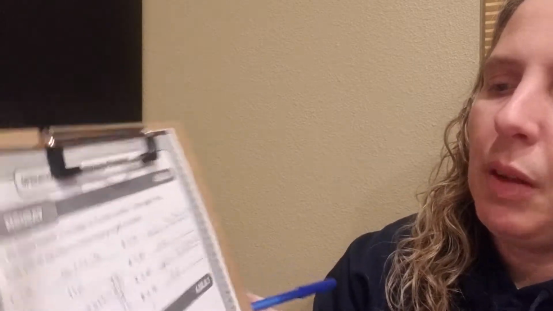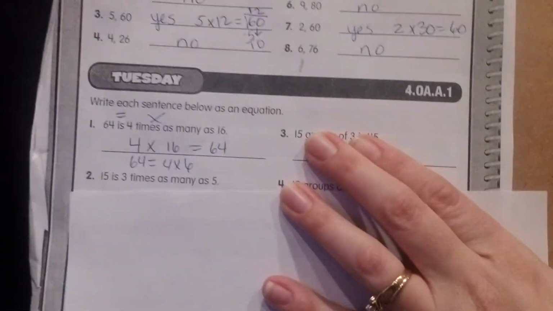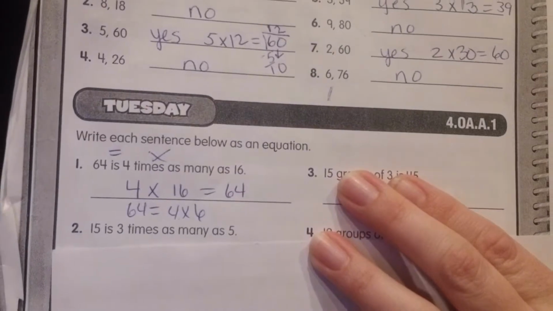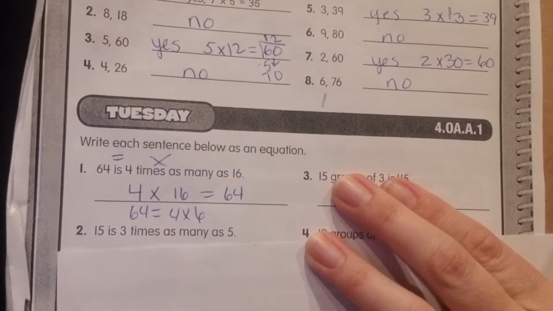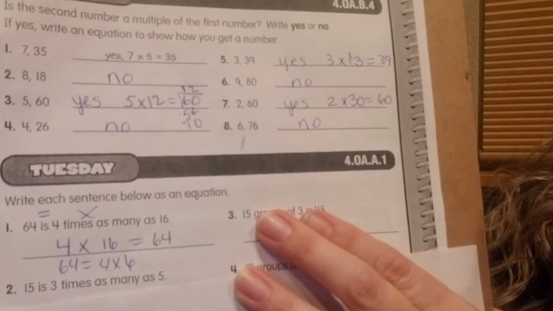Either way that you write them is correct, okay? Because it makes the same thing. But I want you to get used to seeing that odd way where the answer is first. 64 equals 4 times 16.